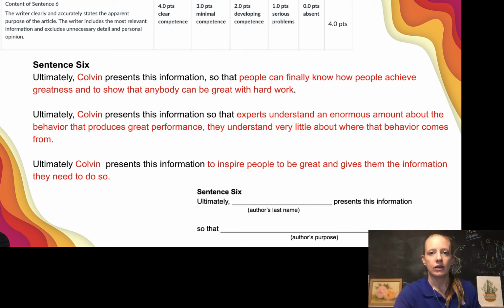So Colvin wrote this for a reason. Why did he write it? What does he want you to do as a result of reading this article? So you were supposed to clearly and accurately state what the purpose of the article, the why, and then include the most relevant information and leave out opinion and detail. So let's look at the first one.